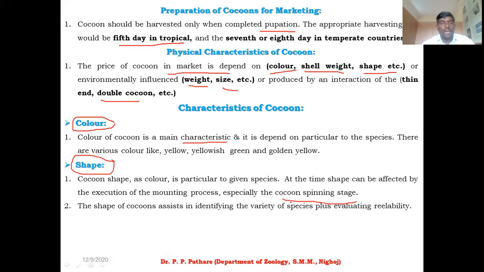The shape of the cocoon assists in identifying the variety of species, plus evaluating their reliability. Also, you can easily unwind the cocoon inside the textile industry. So shape is a very important characteristic. I hope you understand the importance of shape.